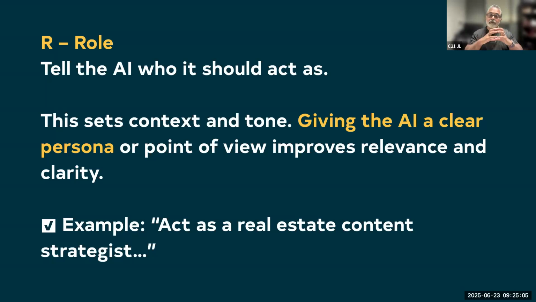So you've got to give it a role instead of saying, create me a social media post. No, no, no. Give it a role. Say, hey, I want you to act like a Century 21 broker or a Century 21 top real estate agent. Whatever you want, you give it a role, so it knows how to act. Act as a real estate content strategist. So that's step one you've got to do.